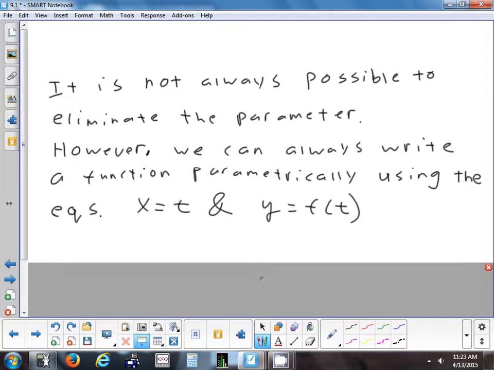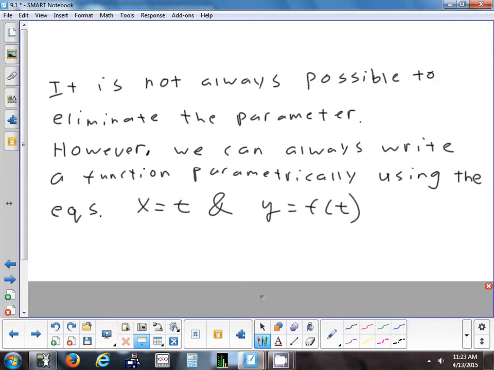All right, so it's not always possible to eliminate the parameter. However, you can always go the other way. You can always take something that's not written parametrically and rewrite it parametrically, kind of using this trick right here. It's kind of a cheap way of doing it, but you could do it this way. Pick the simplest substitution you can for the first one. Just let x equal t. And then in your other equation, change all your variables to t's instead of x's. And you'll automatically get 2 equations, and they'll be in parametric form.